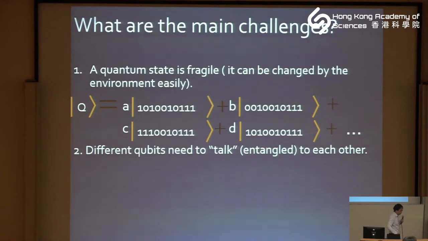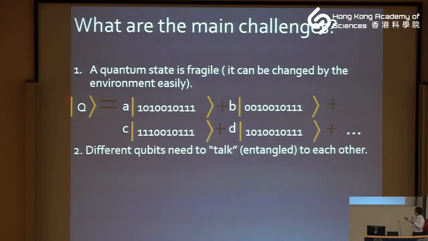I talk about, for example, this quantum powder. Okay. If you have that, it can help us to do some calculations much faster than classical computers. But why are we not using quantum computers nowadays? We understand the principles already. So the problem is that quantum states are fragile.